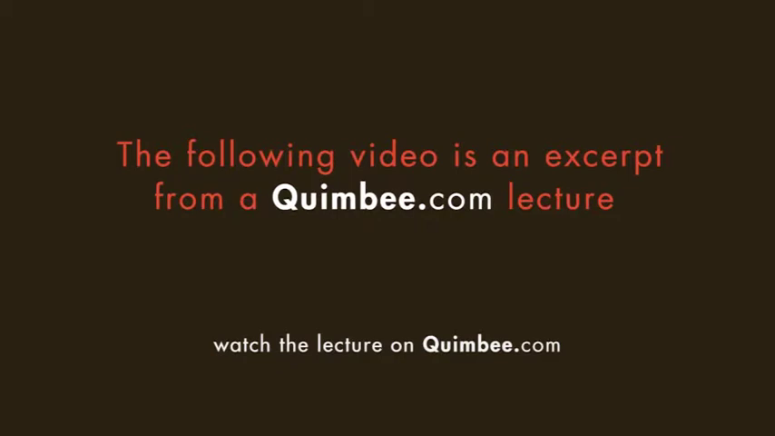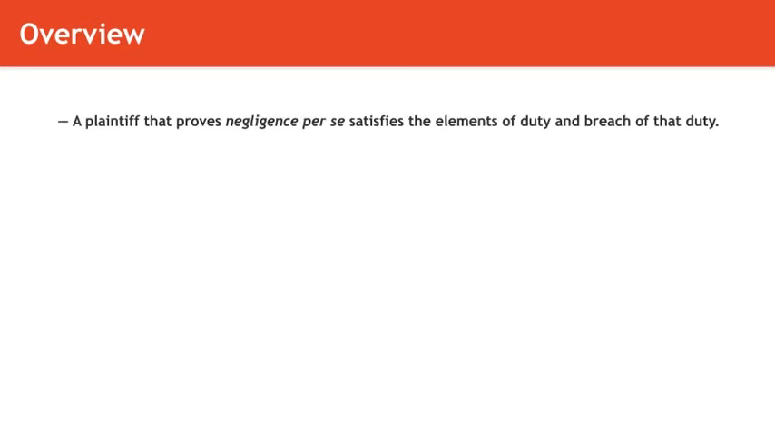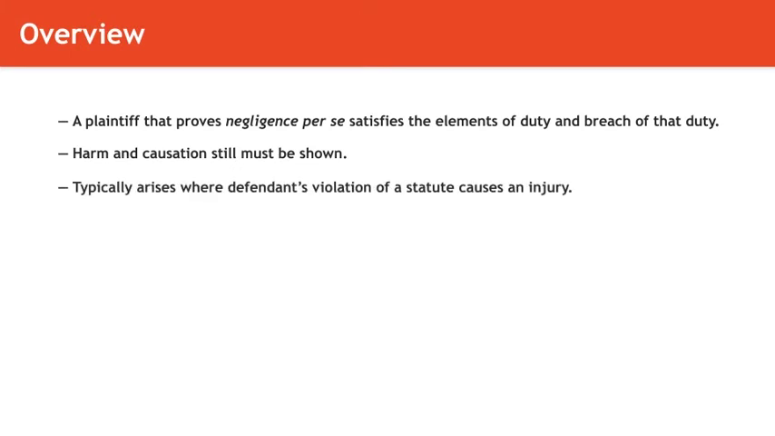Negligence per se. If the elements of negligence per se are met, then the plaintiff will have shown both that there was a duty and that the defendant breached it. Harm and causation, of course, still have to be shown. See, negligence per se arises in situations where the defendant's violation of a particular statute causes an injury.